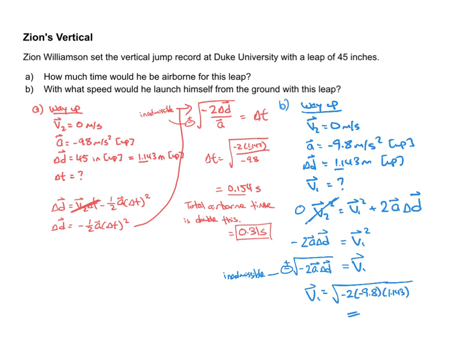Round my answer to 2 sig figs, so that's going to end up being 4.7 meters per second, and this is a vector that I'm dealing with, so I need a direction here. That's going to be up, which is consistent with the directions of everything I put in my list. All right, that is Zion's vertical.